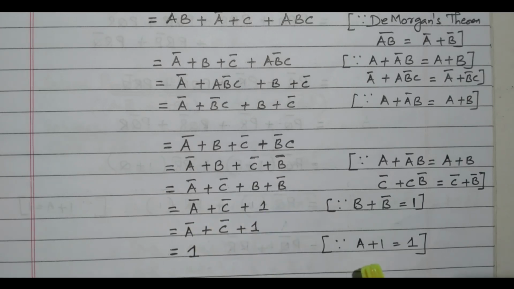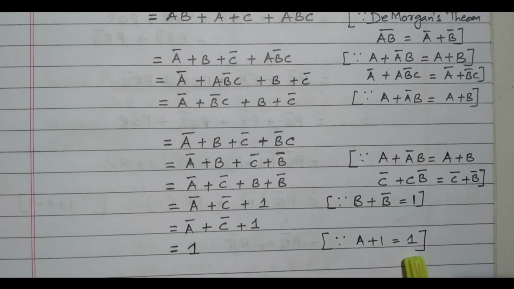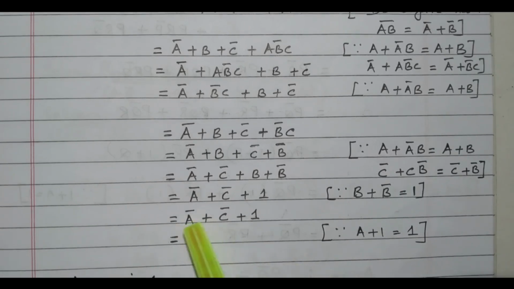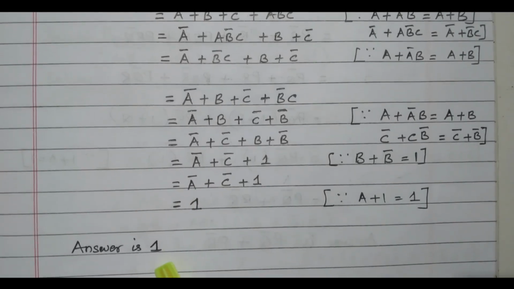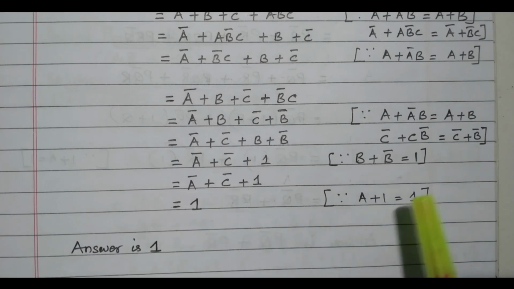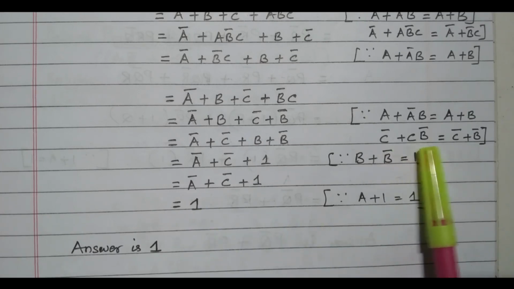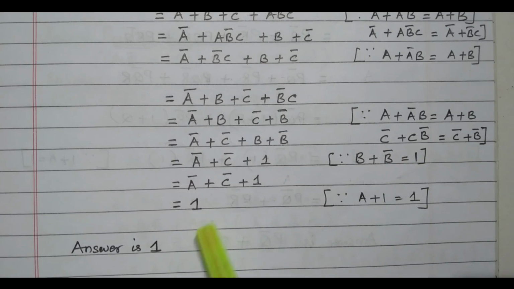But we have one more expression, A plus 1 equal to 1, right? If any variable added with 1 will give 1 only, right? Because A may be either 0 or 1, whatever it may be, when added with 1 the answer will be 1, right? So based on that, A bar plus C bar plus 1 equal to 1 only. So the answer is here we have 1, right? So the expression is simplified step by step. We use the De Morgan's theorem and also we use this property. Finally we got the answer as 1.